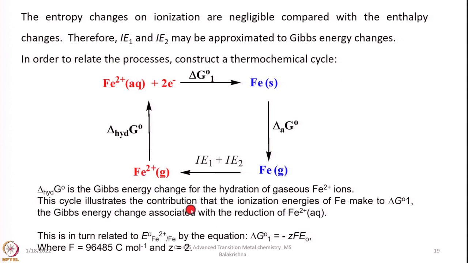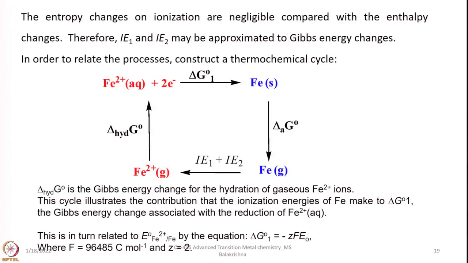The Gibbs free energy change is associated with the reduction of Fe2 plus to Fe, that is the one. This is in turn related to the redox potential of this couple. That means you can relate the Gibbs free energy to this equation: delta G naught equals minus Z F E naught, where F is 96485 coulombs per mole, and in this case it is a 2 electron process, so Z equals 2. So, using this, for any reaction one can find delta G, or any missing component can be found out. Let me discuss a little bit about the reactivity series before I conclude this lecture.